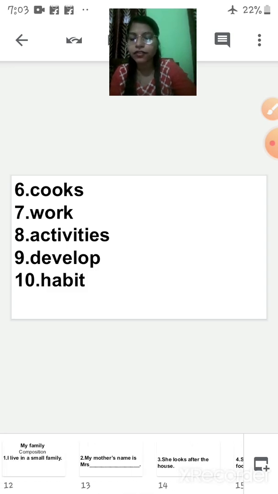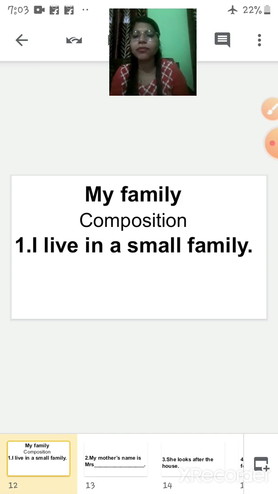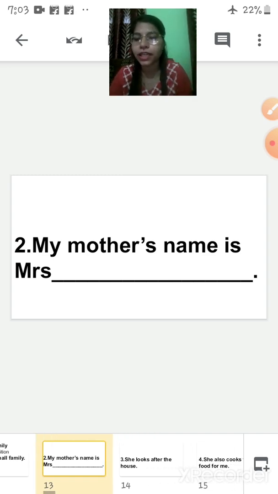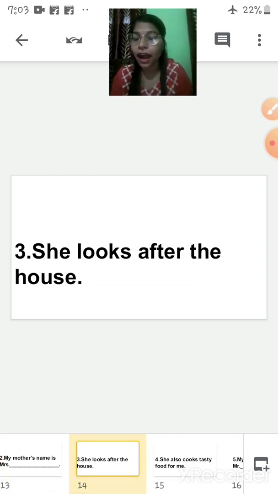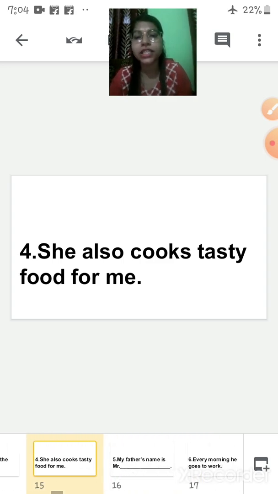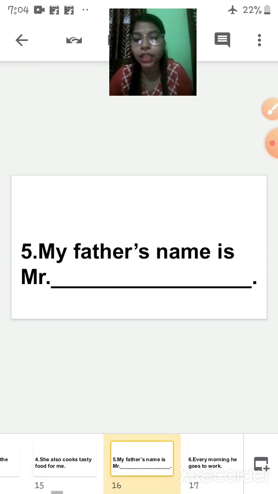Okay, now let's revise the composition once again. I live in a small family. My mother's name is Mrs. Then you have to write the mother's name. She looks after the house. She also cooks tasty food for me.